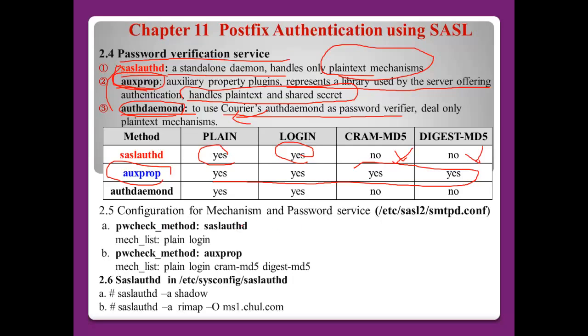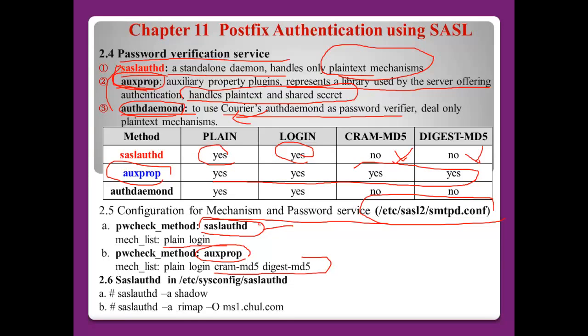So first, if we want to configure the mechanism and password service, we have to use the file /etc/sasl2/smtpd.conf. The default is saslauthd, and the mechanism will be plain and login. If you want to change, you can use auxprop. In this case, it supports shared secret keys such as CRAM-MD5 and DIGEST-MD5 as well.